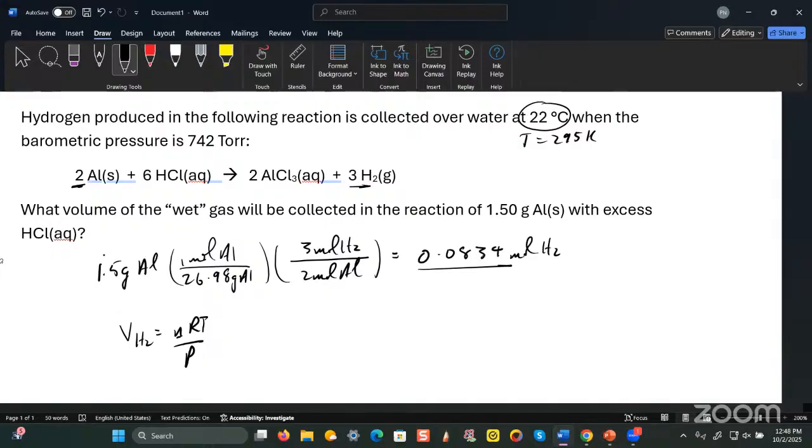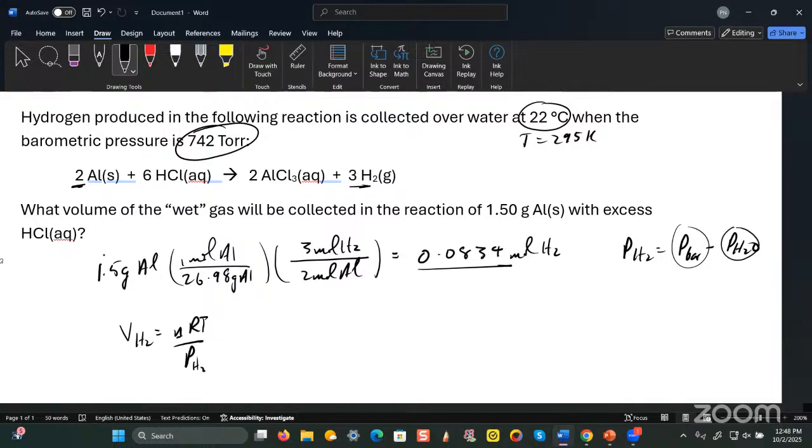So the question is, what is the pressure of the hydrogen gas? Now, as in the experiment that I showed you before, the pressure of the hydrogen gas would be equal to the total pressure, or the barometric pressure, minus the vapor pressure of water at 22 degrees. They gave us the barometric pressure already, which is 742. What we do not have, and actually that should have been provided in this question, now that I'm looking at it, is the vapor pressure of water.